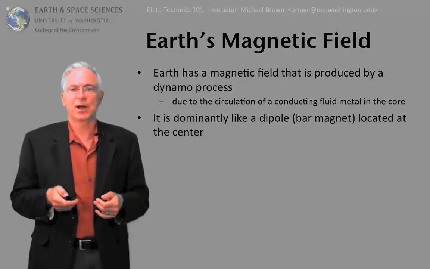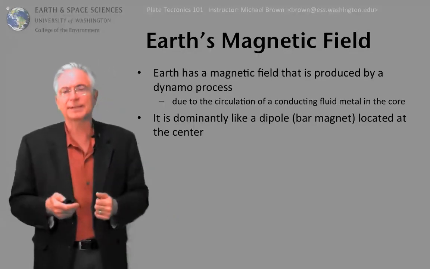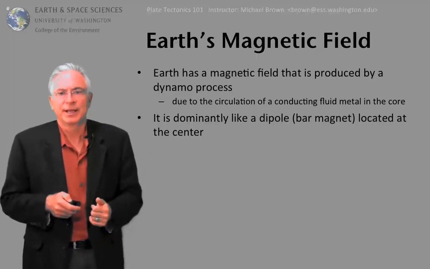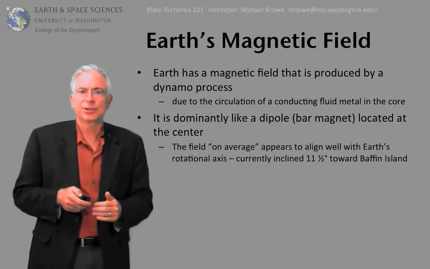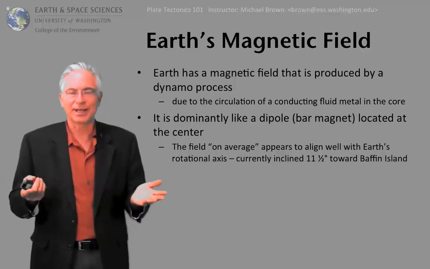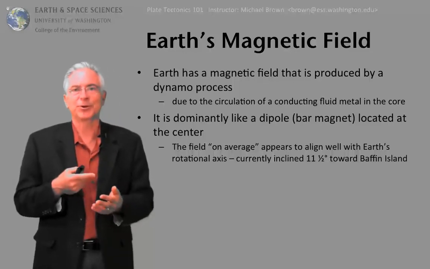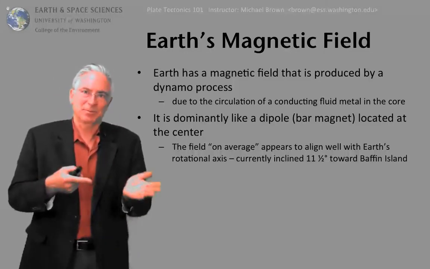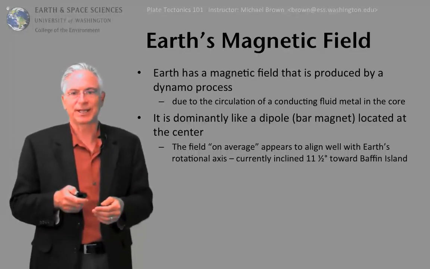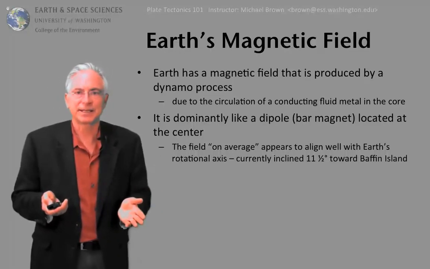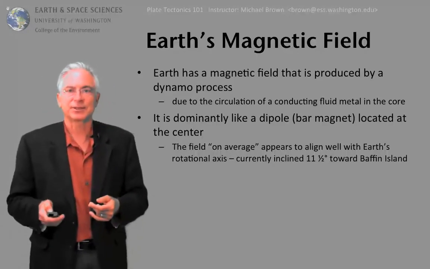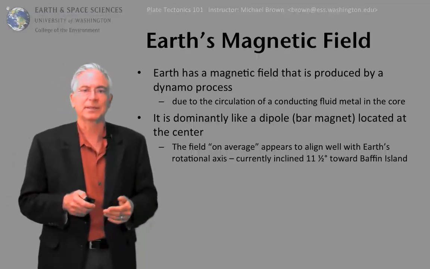This magnetic field is dominantly dipole, which is the bar magnet kind of field, and it's located essentially at the center of the Earth. This field, on average, lines up with the axes of the Earth. That's why compass needles point almost to the north, and we say compass points to the north because there's a lineup of the magnetic field with the rotational axis. Currently, however, Earth's magnetic field is tilted by 11.5 degrees from the rotational axis of the Earth, and I'll talk about that in more detail later.